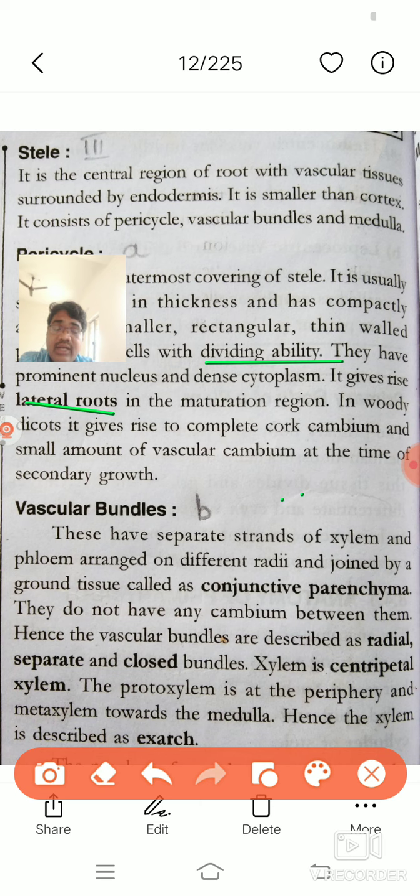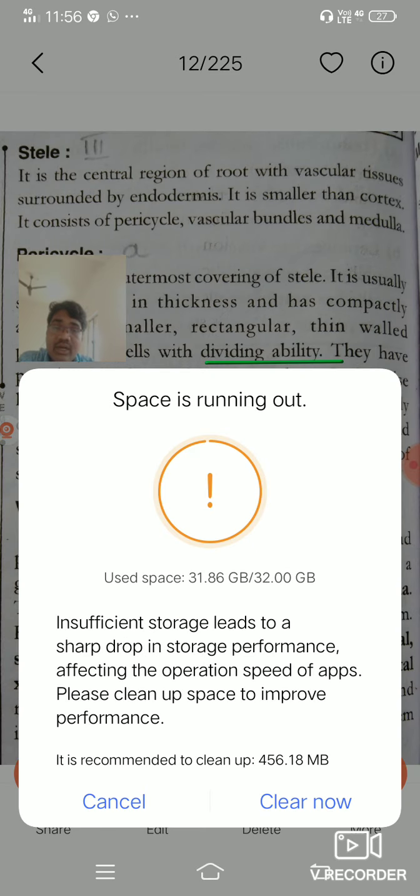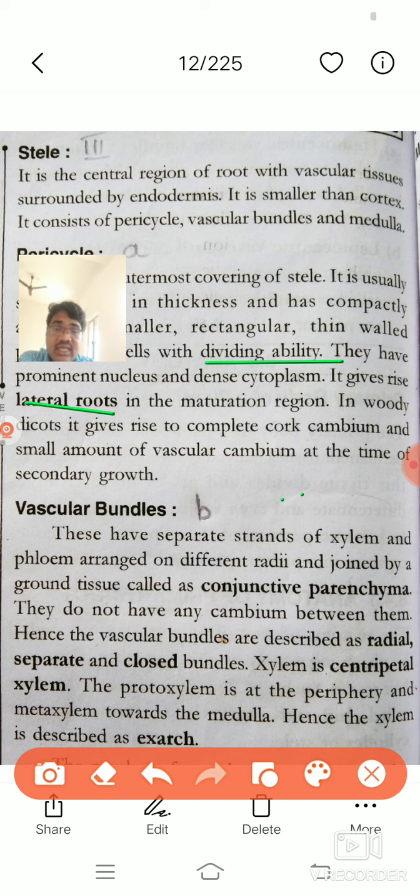The bundles are described as radial, separate and closed vascular bundles. So what are the characteristics of the vascular bundles in the dicot root? Radial, separate, closed vascular bundles. The xylem is centripetal. The protoxylem is at the periphery, towards the epidermis, and the metaxylem towards the medulla.